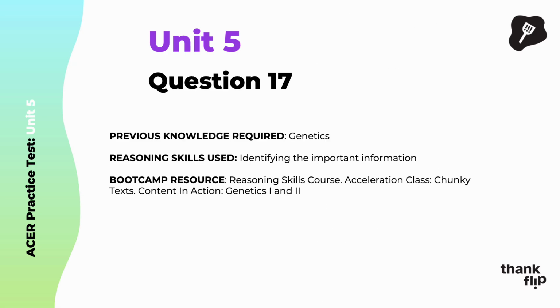So for this, you needed your prerequisite knowledge of Mendelian genetics, just basic crossing, how it works. But more so, you had to just be aware of probability and how probability works. And so the reasoning skills used here are identifying the important information and also just understanding probabilities. And so the bootcamp resources that would be helpful for this are the reasoning skills course to help you kind of think in this sort of a way, the chunky text acceleration class, and the genetics content in action videos.